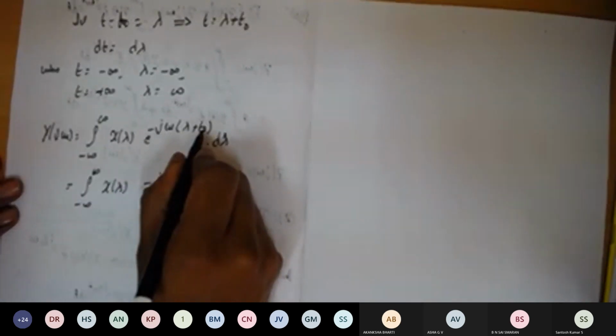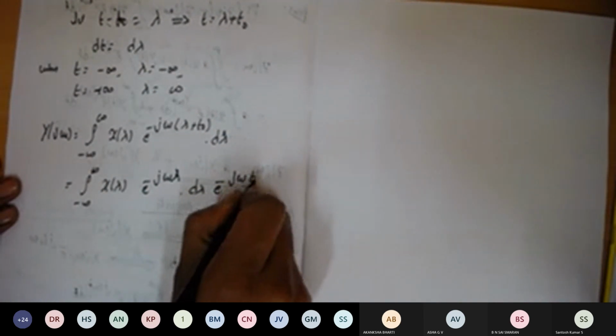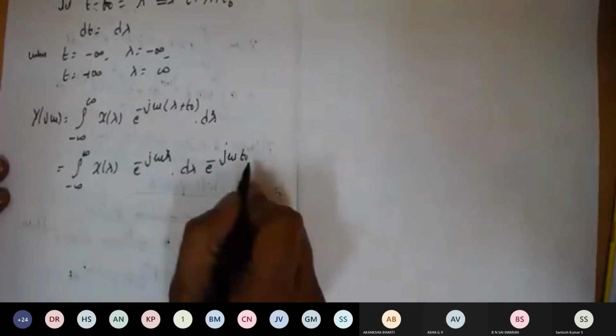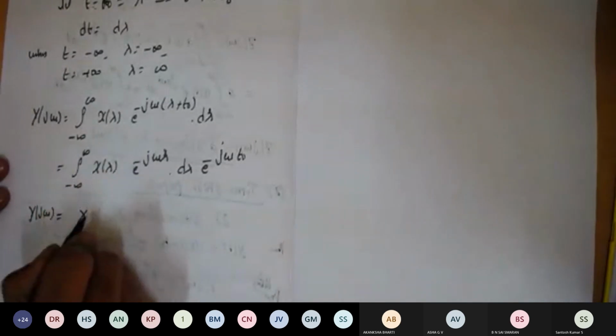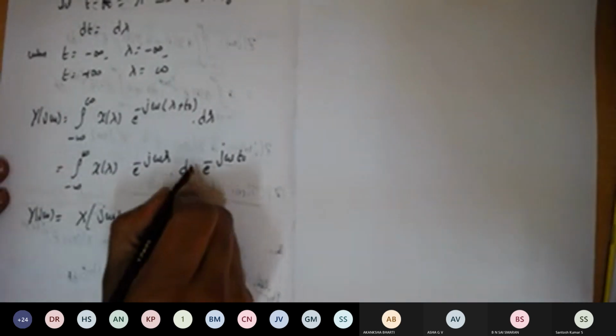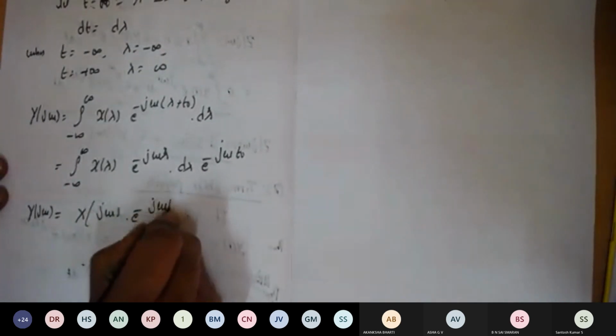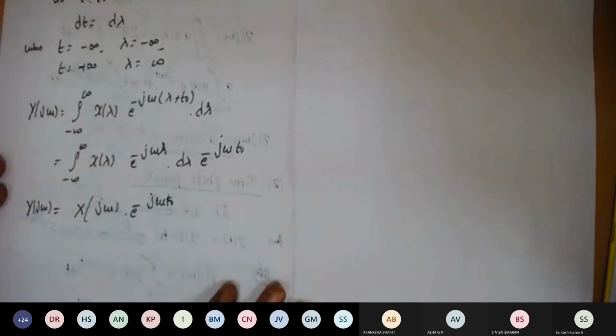Since t naught is a constant, it is not a function of lambda, so I'll take it outside the integral. Outside the integral, I'll have e to the power of minus j omega t naught. Now the input is x, so the output is the corresponding capital X, with lambda removed and the corresponding term becoming j omega. This is the Fourier transform of the signal x of t, which we can write as x of j omega, and the remaining term is e to the power of minus j omega t naught.